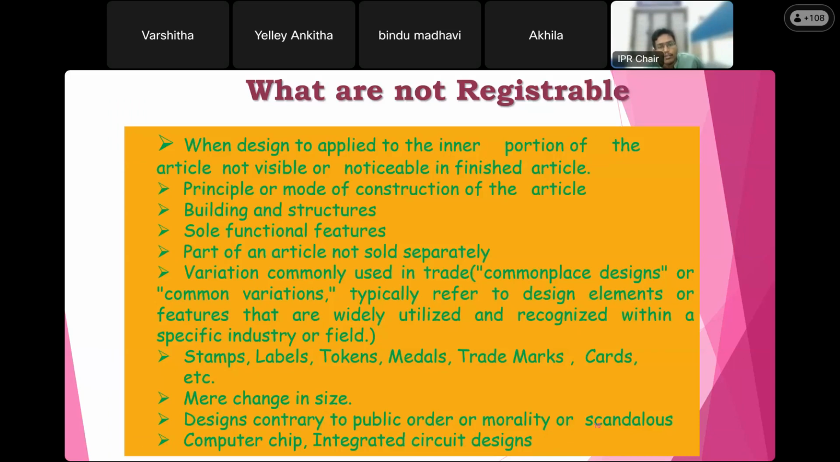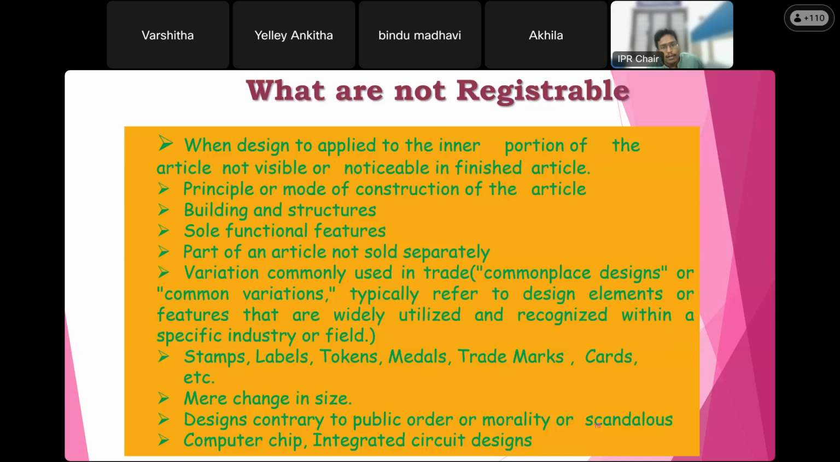Principle or mode of construction of the article. That means functionality cannot be protected. These are the exclusions I'm saying. Buildings and structures, how they build, how they structure: these functionality aspects cannot be protected. Sole functional features, I told, right? For example, a tire is always round. So that round feature you cannot ask for as a design, because it has to be round only, based on functionality. But if you come up with some spikes or something, then definitely it is registrable under the Design Act.